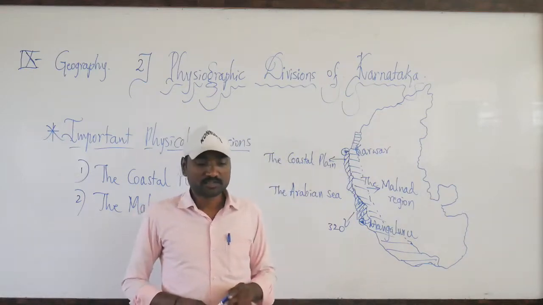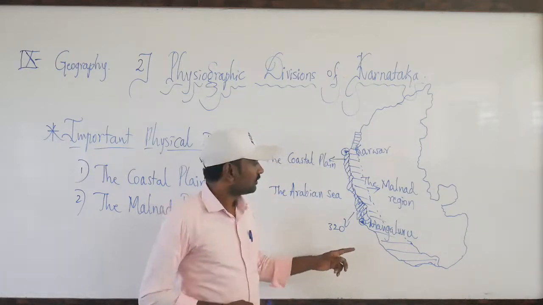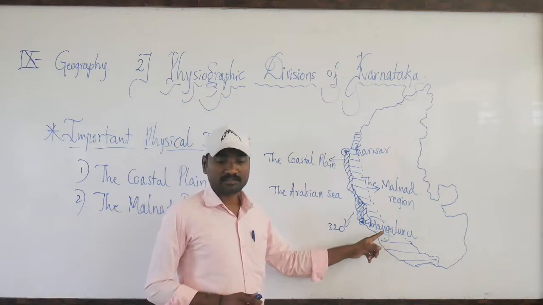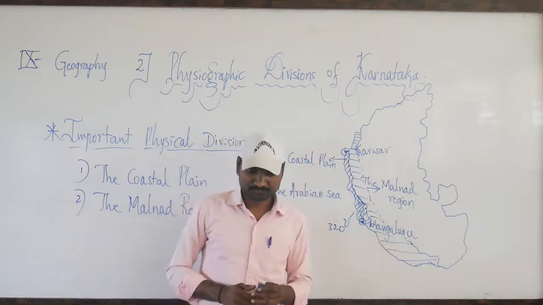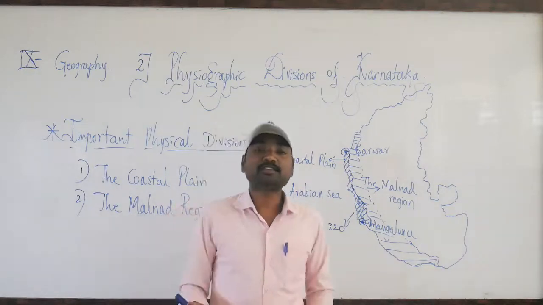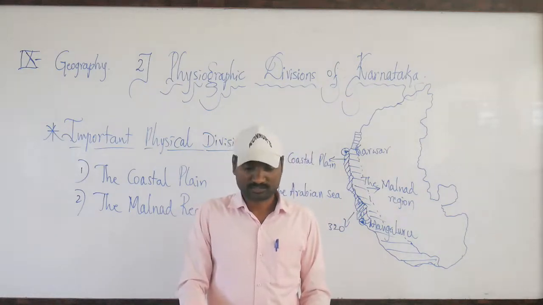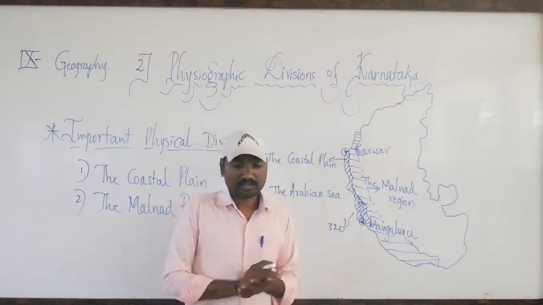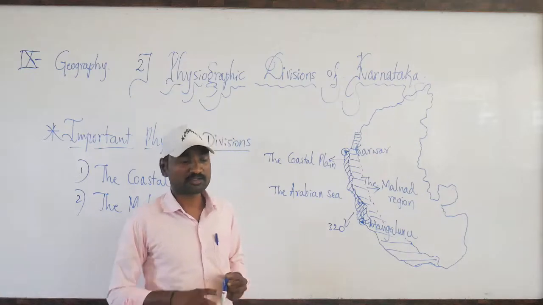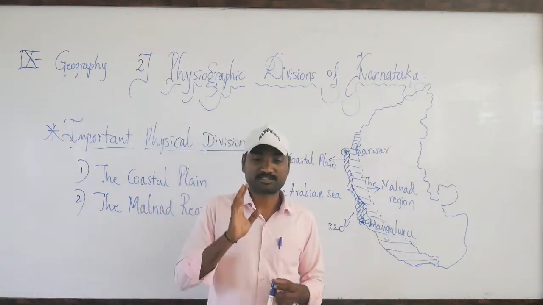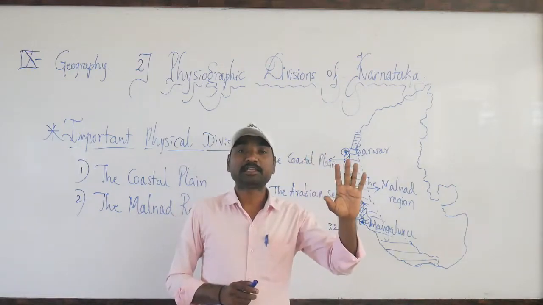The total length of the Malnad region is about 650 kilometers, and its width is 50 to 76 kilometers. Here the height ranges from about 900 to 1500 meters. These Ghats will obstruct the rain-bearing winds.